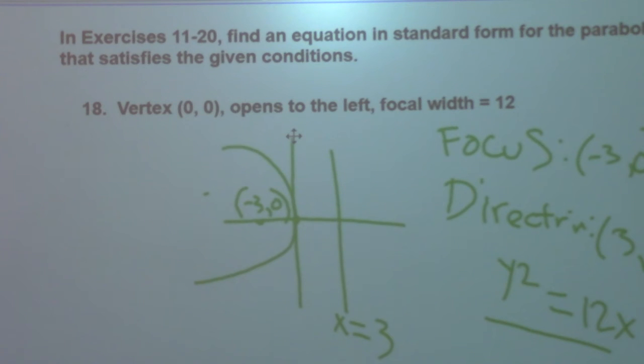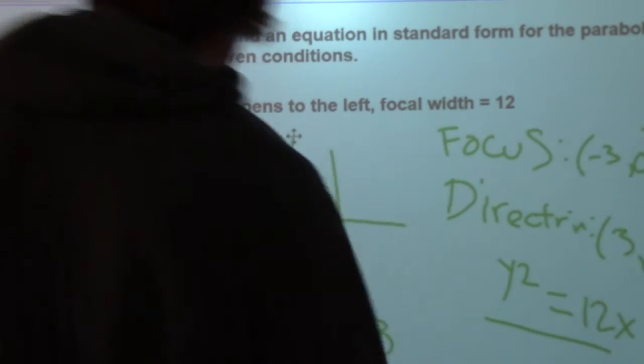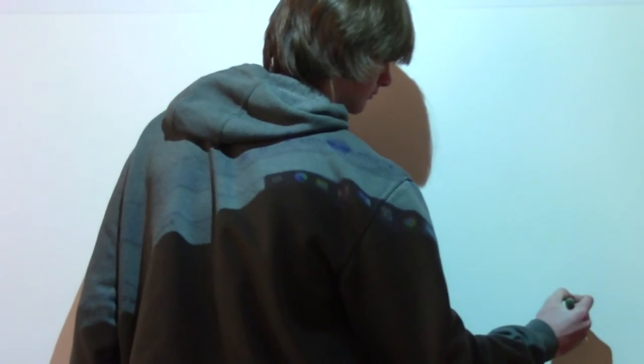That is not right. What's right? Let me see. It's negative. Oh, my bad. Negative six, because I opened to the left. My bad. Oh, it's number 18. No, mine's opening downward.